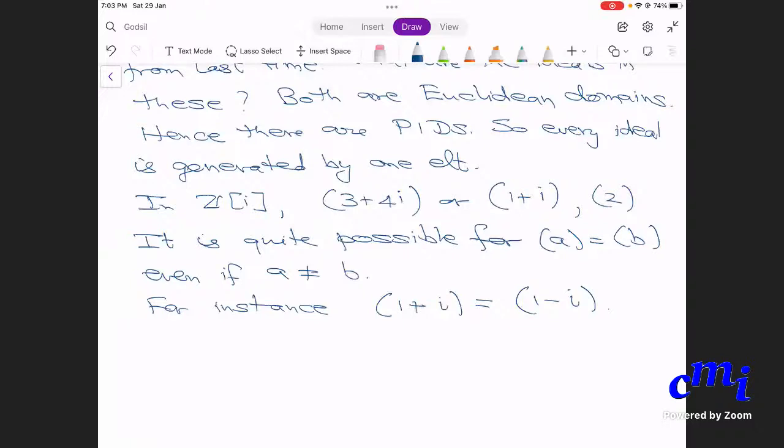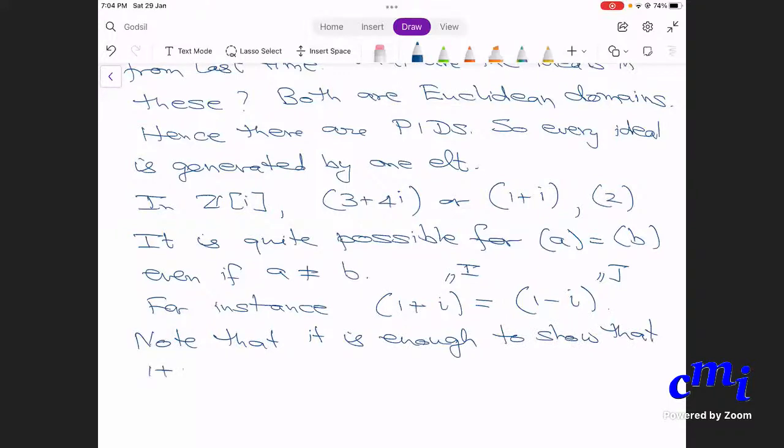So how do we prove some statement like this? If you want to show that two ideals are the same, you have to show that every element on this side is an element on that side and conversely. So if I call this ideal I and this ideal J, I want to prove that I and J are equal. Note that it is enough to show that 1 plus i belongs to J and 1 minus i belongs to I. If I show this much, then of course I and J will be equal, right?